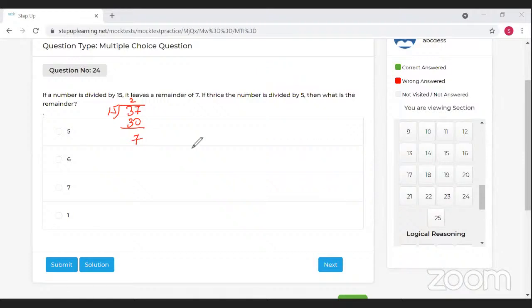If thrice the number, so 37 into 3. 37 into 3 is how much? 111 is divided by 5. What is the remainder? Your remainder will be 1. All right, yes, 1 is the answer. So whenever such type of question comes, you assume a number and then you will get it.